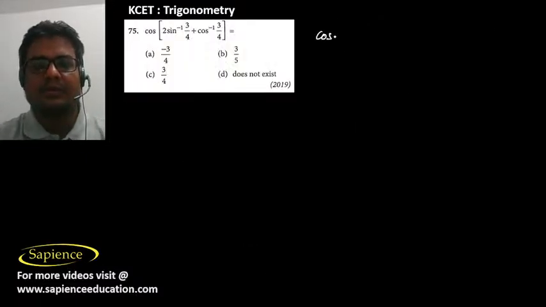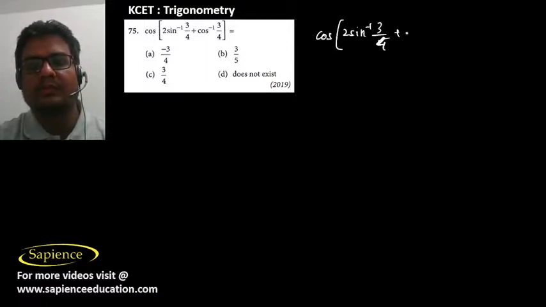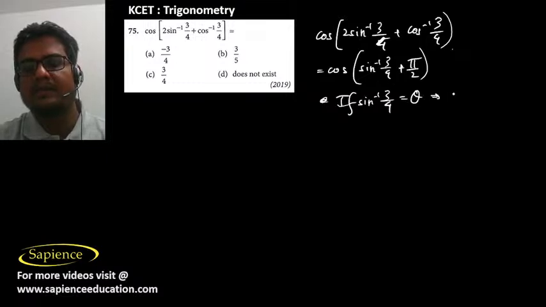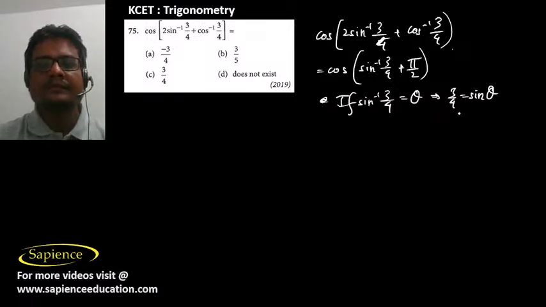Then it is written cos of 2 sine inverse of 3 by 4 plus cos inverse of 3 by 4. That can be written as cos of sine inverse 3 by 4 plus sine inverse 3 by 4 plus cos inverse 3 by 4, where sine inverse plus cos inverse of 3 by 4 is equal to pi by 2. Now if we take sine inverse 3 by 4 equal to theta, then 3 by 4 will be equal to sine theta.